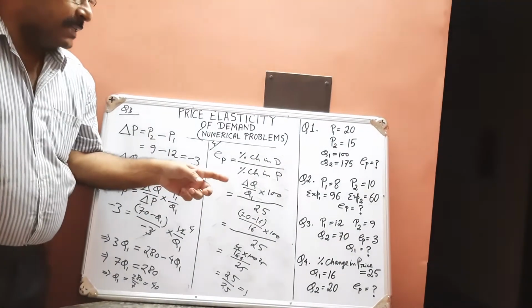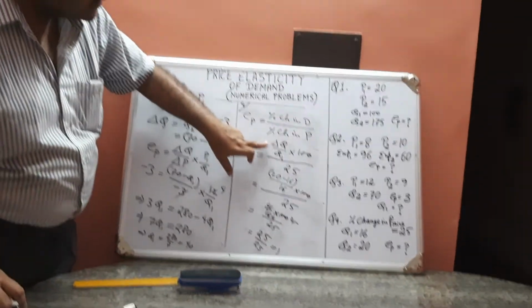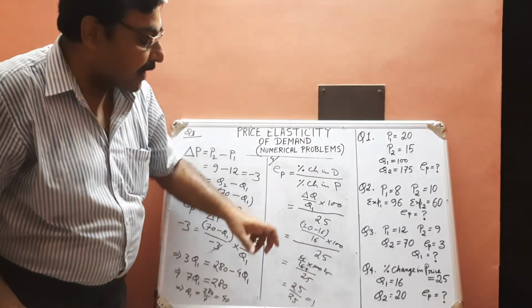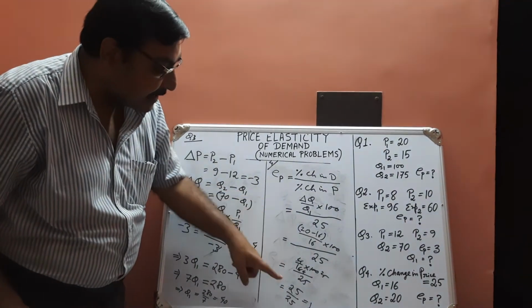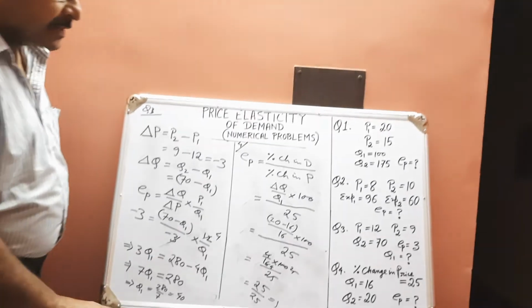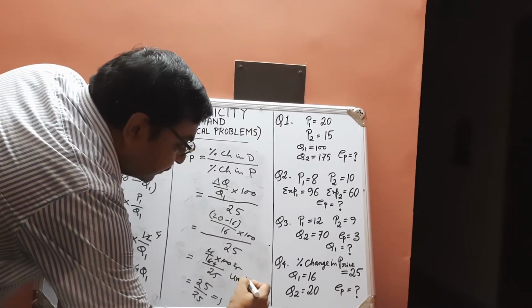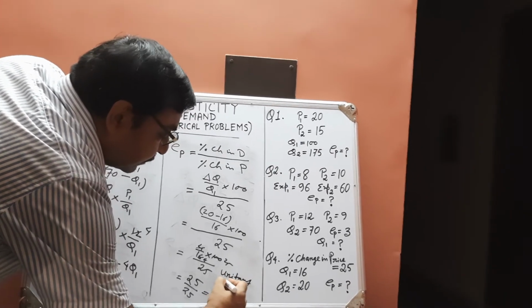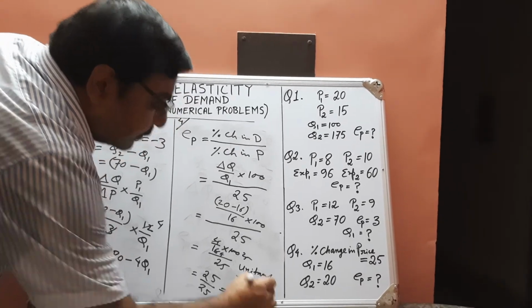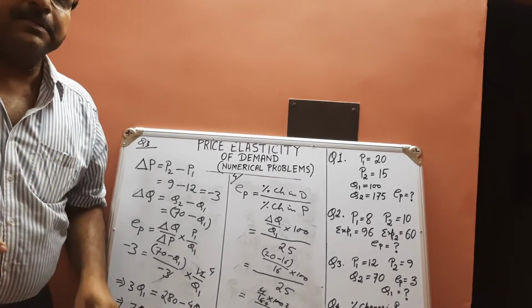Here percentage change in price is given as 25, and we have calculated percentage change in demand using this formula. Percentage change in demand is delta Q by Q1 into 100, and we are getting percentage change in demand also 25. So the answer is becoming 1. So it is a case of uniquely elastic demand. If its value is 1, we say it is a case of unitary elastic demand.